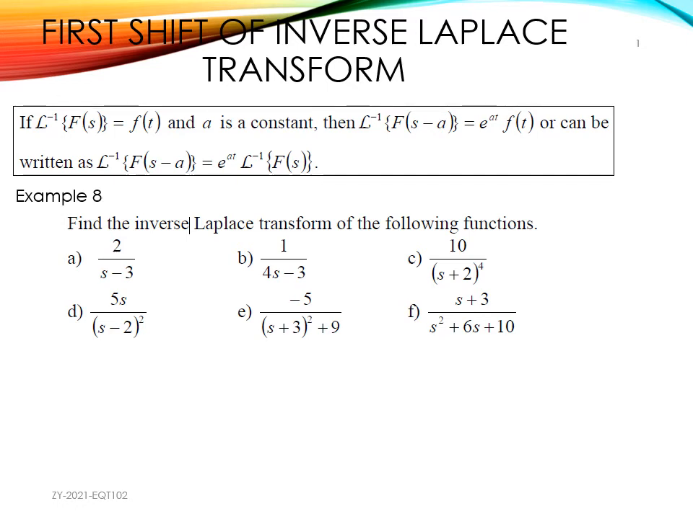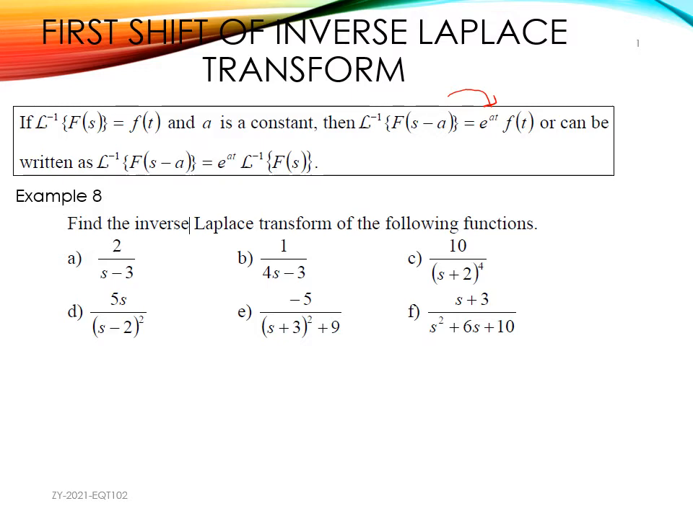Okay, in this video I'm going to show some properties of the inverse Laplace transform. The first one is the first shift of the inverse Laplace transform. If you recall the properties of the Laplace transform, we have the first shift property, where the term e^(at) multiplied by f(t) transforms to F(s minus a). But now if we have F(s minus a), we can perform the inverse Laplace to get e^(at) f(t). So how do we do that?